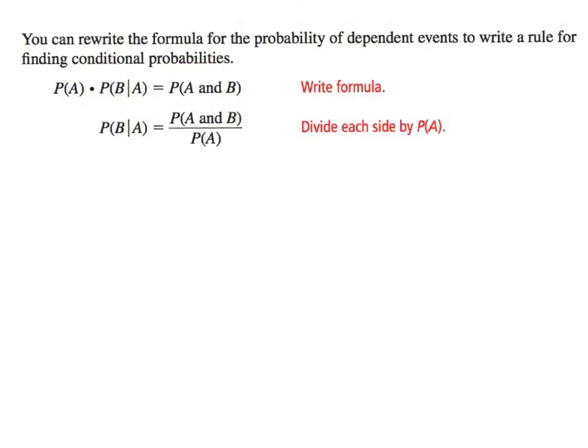So here's the next piece: you can take the formula for the probability of dependent events to write a rule for finding the conditional probabilities. So take this right here. The probability of A and B is equal to the probability of A happening multiplied by the probability of B given A. If you want to find this, you treat it like a variable. So if I just divide both sides by P of A, the probability of event A, you get this right there. And you can set up your own formula.